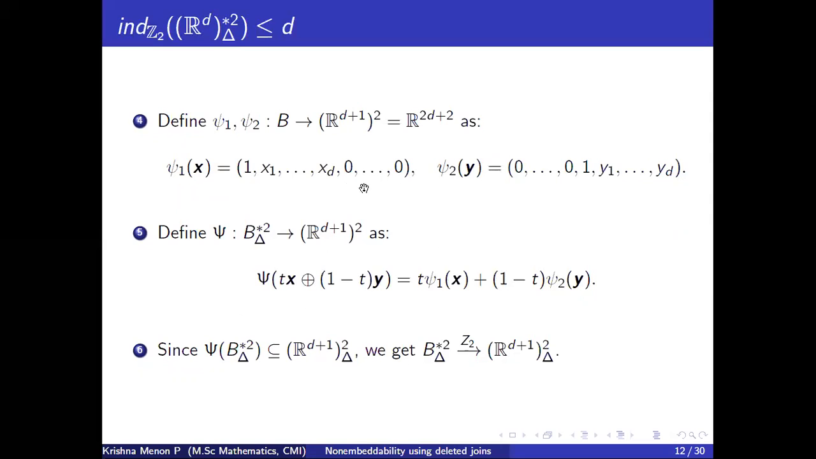Because if you have this first R^(d+1) equal to the second R^(d+1), you'll get t equal to half and x equal to y. But that is precisely what we removed in the deleted join of B. And you can check that it's a Z2 map, because if you swap x and y, this first R^(d+1) and second R^(d+1) will get swapped, which will mean you're basically swapping the first and second coordinates in this product. Okay, so we get the Z2 map and hence our lemma and hence our main result.